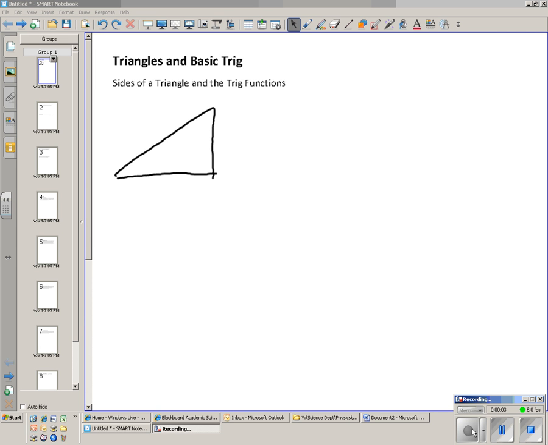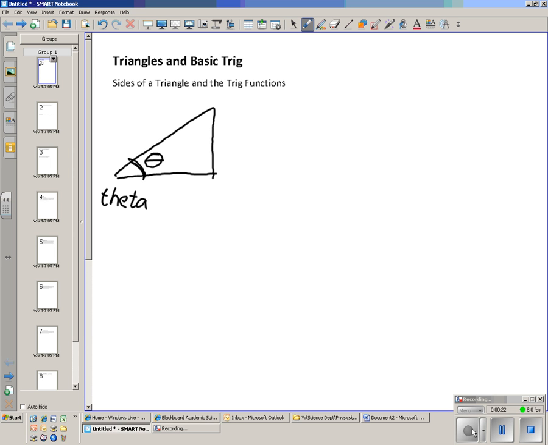Next is triangles and basic trig, sides of a triangle, and the trig functions. Starting off, we of course have a triangle. And a triangle has 3 sides and 3 angles. This guy right here is our reference angle, and we are calling that angle theta.